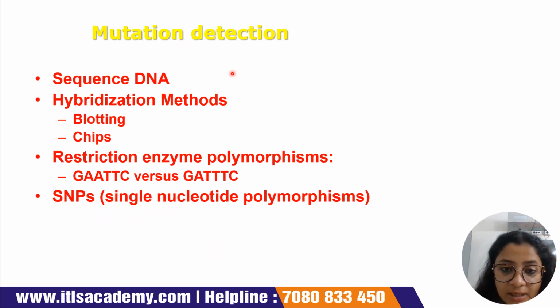Mutation detection, how can it be done? What is mutation? I've already mentioned it in the previous sessions and in this session also. So it can be done by sequencing DNA. It can be done by hybridizing methods, which include blotting and application of chips, magnetic chips on the DNA. And it also includes restriction enzyme polymorphism, also known as RFLP, restriction fragment length polymorphism, where we use specific sequences at which the restriction enzymes go and cleave at those particular restriction sites. And we can also go for SNPs, again something I've already talked about in one of the earlier sessions of this course of medical biotechnology, that is single nucleotide polymorphism. So it can also be utilized as a method for detecting mutation.